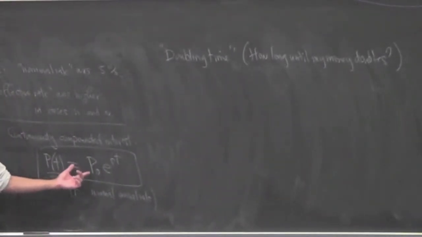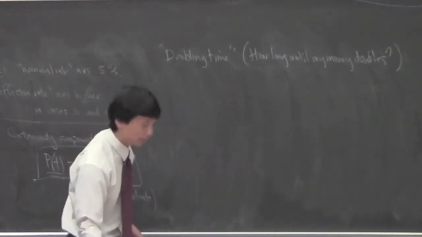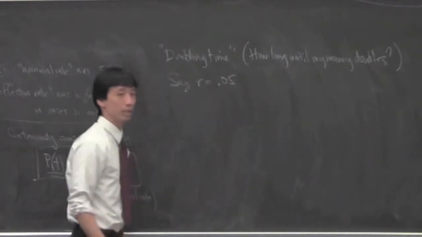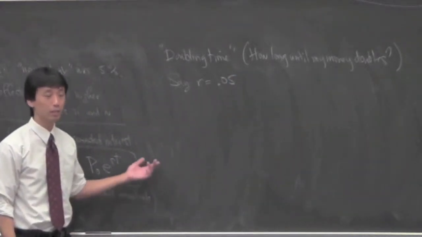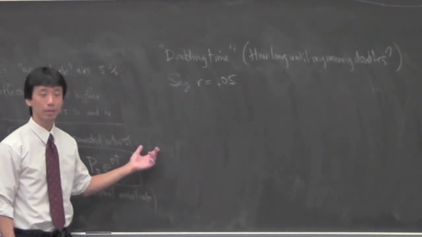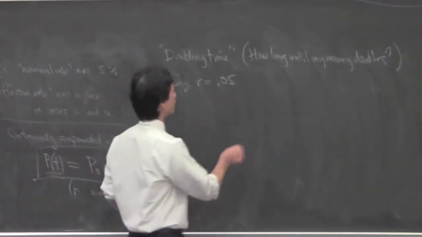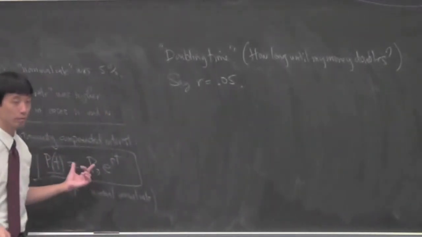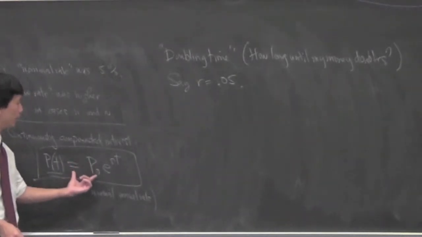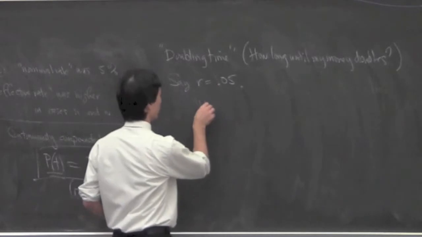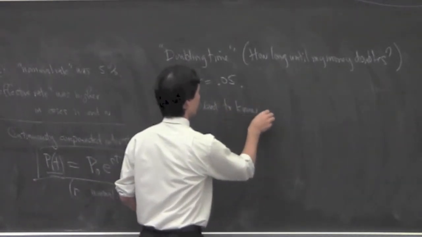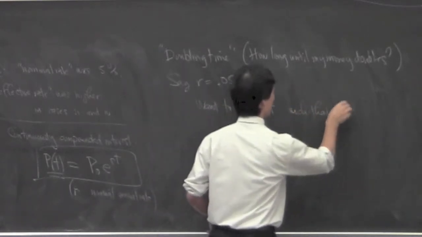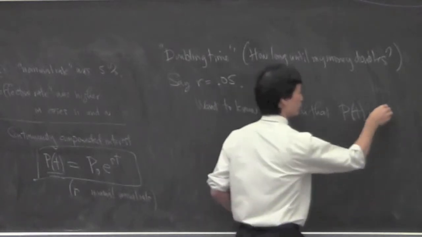Okay? Let's say that R is 5%. Say R is 5%, and you ask, how long until my money doubles? Okay. So we can figure it out. We say, what do we want? We want to know T such that P of T is twice my initial amount.